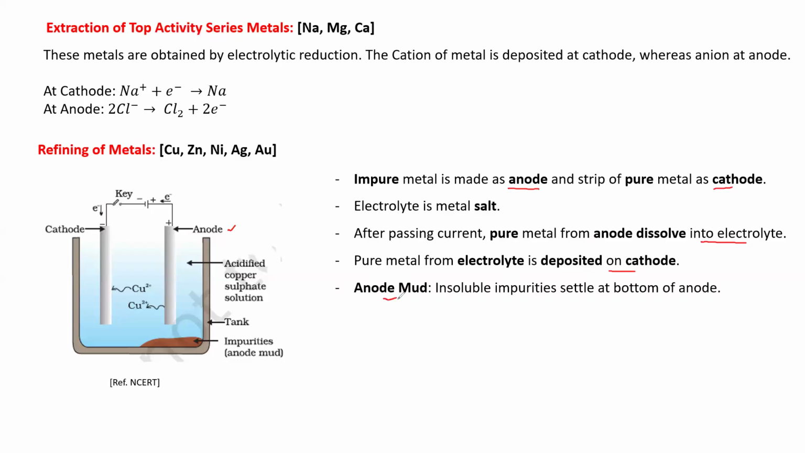Now what is the anode mud? Some insoluble impurities settle at the bottom of the anode. That is called the anode mud. And some impurities which are soluble will remain dissolved in the electrolyte itself.